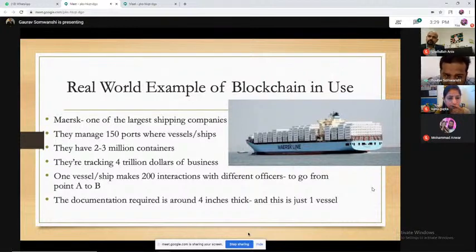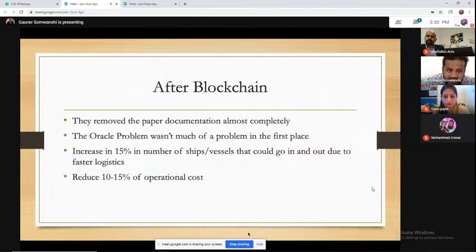Now, one vessel or ship makes at least 200 interactions with different officers. It's an average number before going from port A to port B. And the documentation required for this is like 4 inches thick for just one vessel, just one ship. Now, Maersk has deployed hundreds of blockchain engineers over the past 5 or 6 years. And I'm working on this project called TradeLens alongside them.